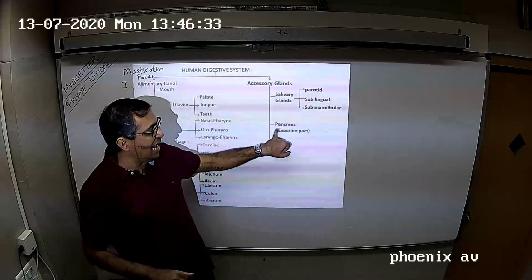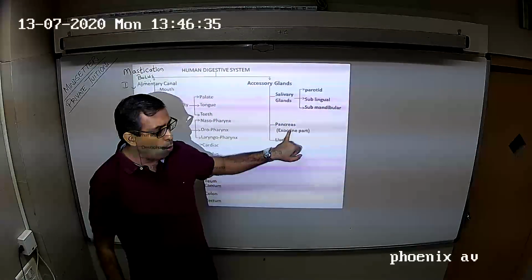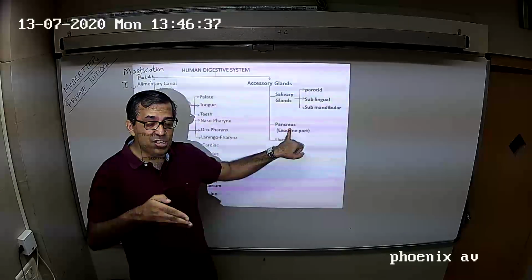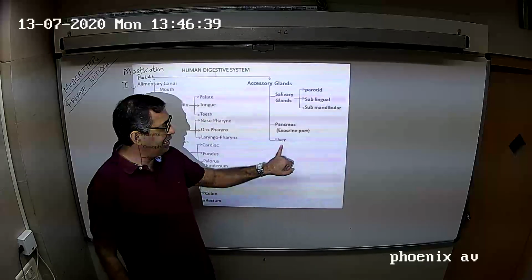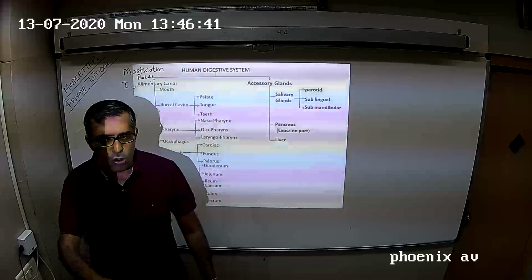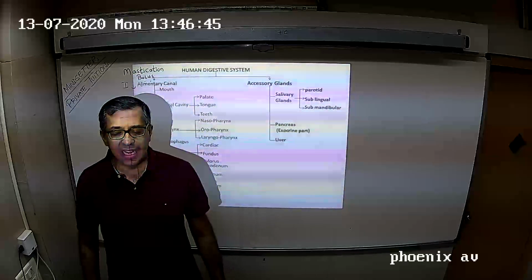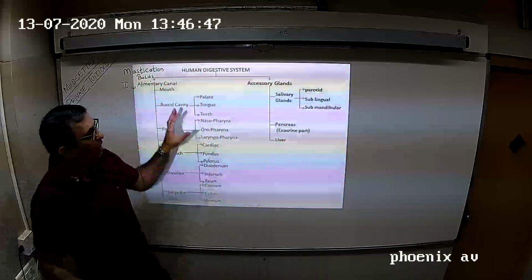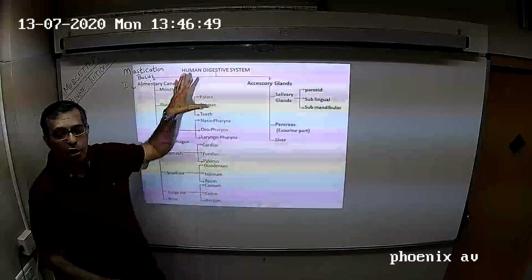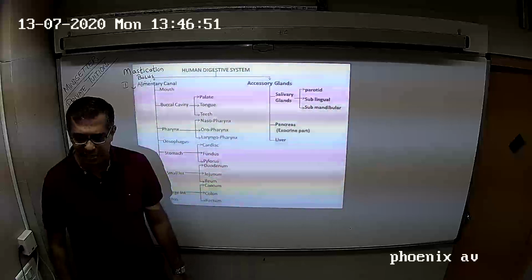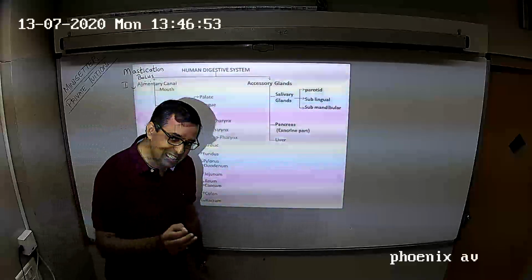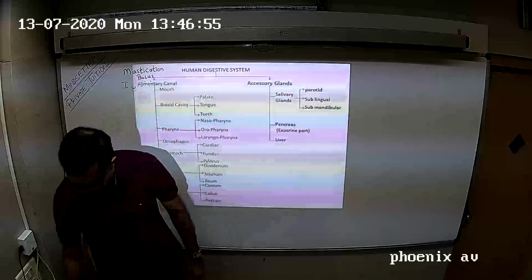And then we have the pancreas, which will help in secreting digestive enzymes. And the liver, which I'm sure you all have heard of, produces bile, and bile helps in digestion. So this is your entire human digestive system. Chaliye, let's start with the digestive system.